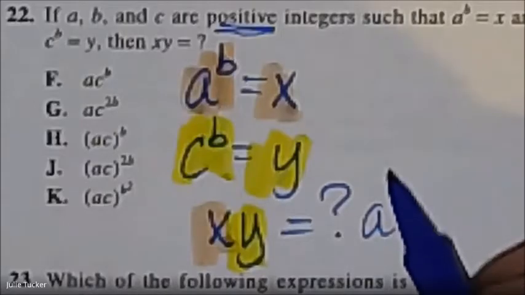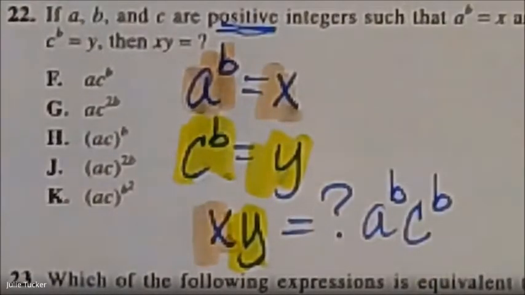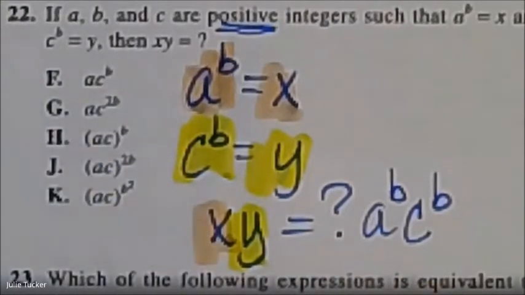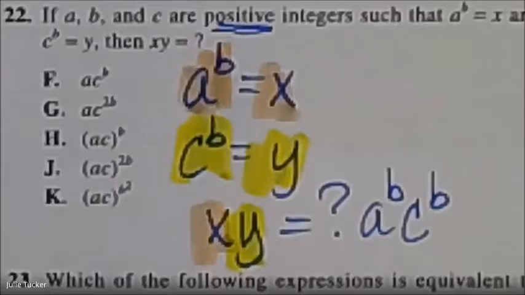A to the b times c to the b. That's what you would write. Okay, so then you need to think about which one of these things means the same thing as that. Well, this is a great time for us to do that crossing off thing because there's so many different weird choices here. What do you think?